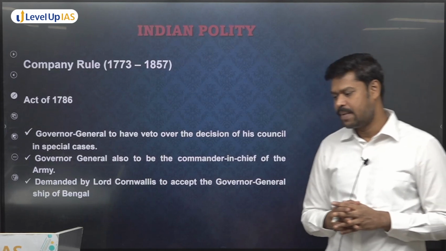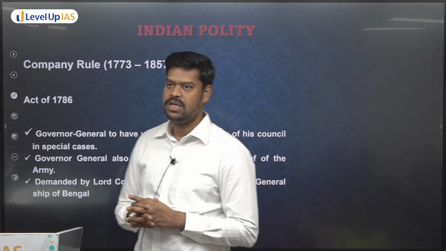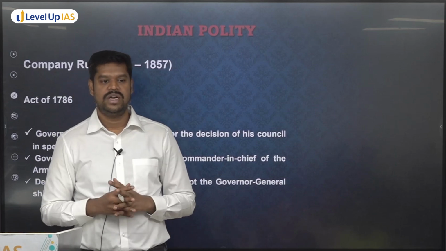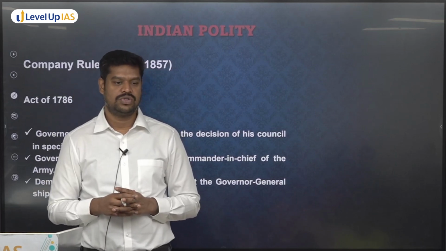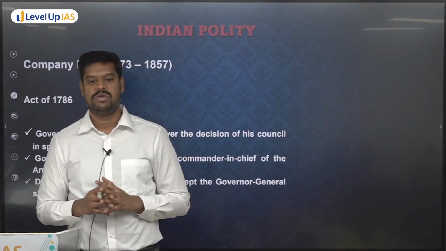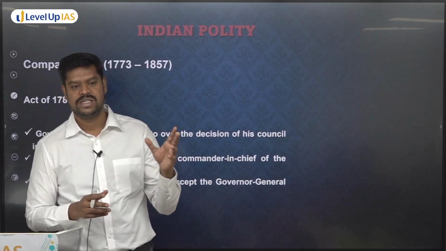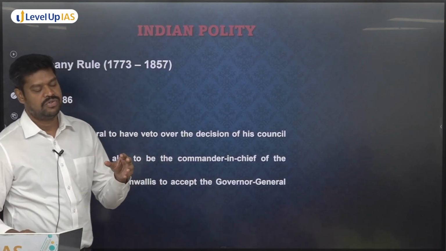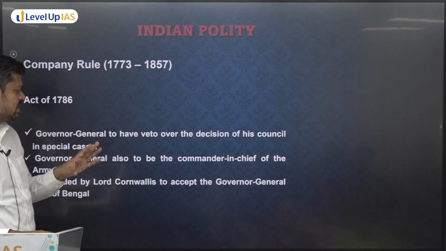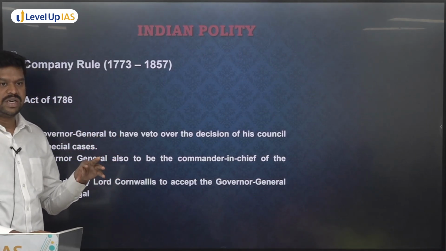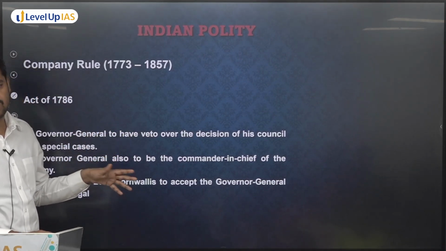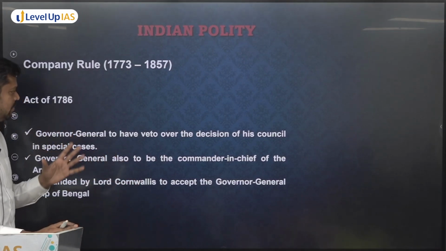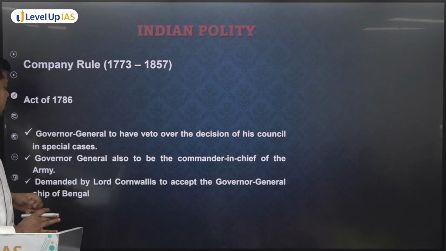Not only was he made the commander-in-chief of the army along with being Governor General of Bengal, he also wanted veto powers over the decisions taken by the Executive Council. So that power was also given to Lord Cornwallis. So you can understand his personality: he was very powerful in terms of what he wanted, and to that extent it was accepted. And you can also understand that he was so efficient that the British Crown accepted all his demands, and made the amendments also. That was the only major change brought in by the Act of 1786.